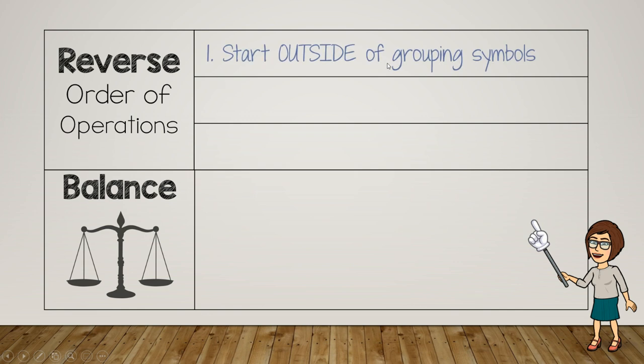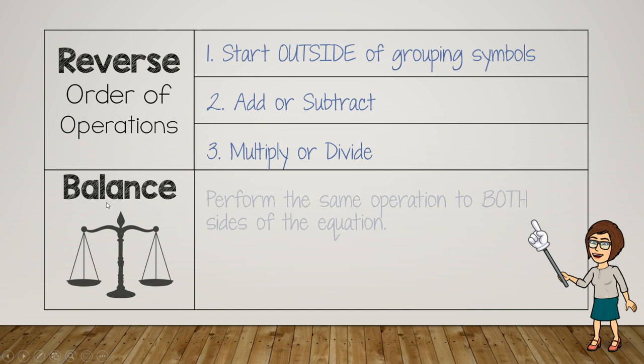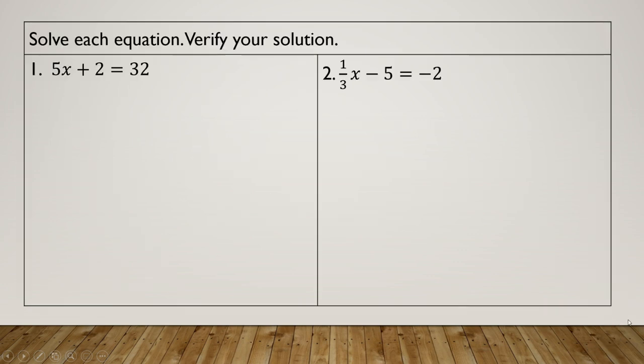You want to start outside your grouping symbols and you want to add or subtract and then multiply or divide. And then with equations, we've got to keep in mind our concept of balance. That just means whatever we do to one side of the equation, we have to do to the other side of the equation to keep it balanced. So perform the same operation to both sides of your equation.